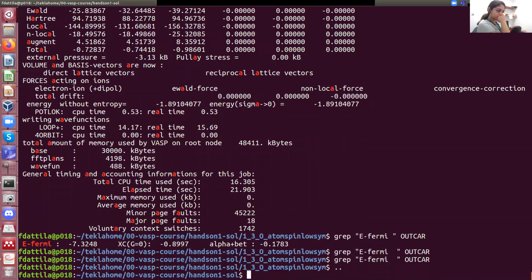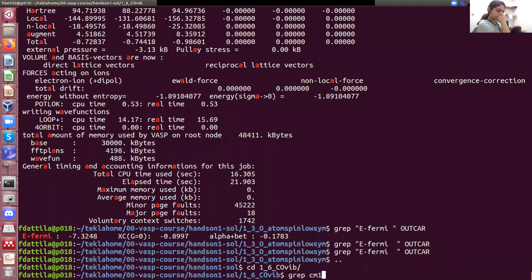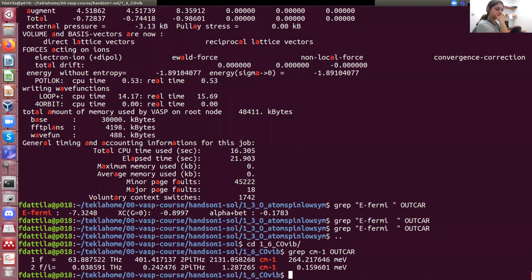Okay, the last class. Excellent. Now we go to the vibration, because this is the one we were talking about yesterday. This is the vibration that you can see on CO molecules.